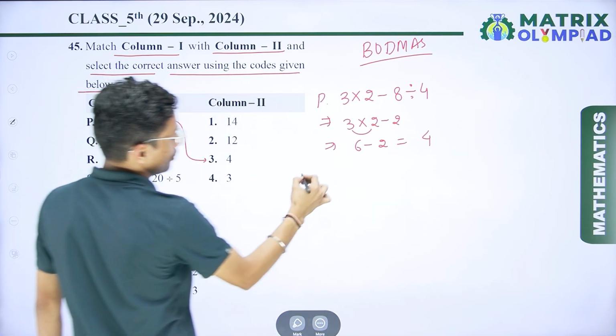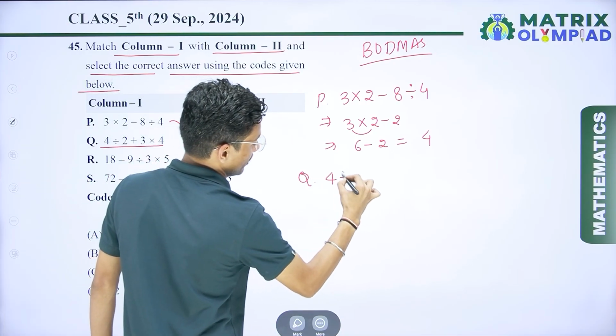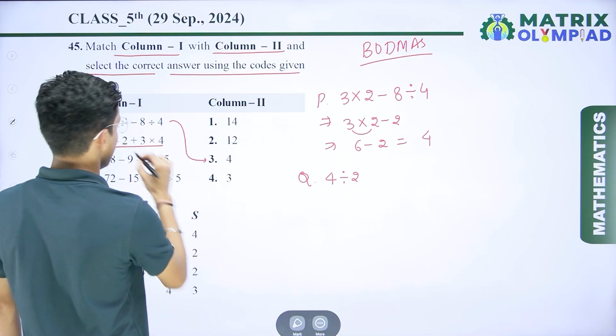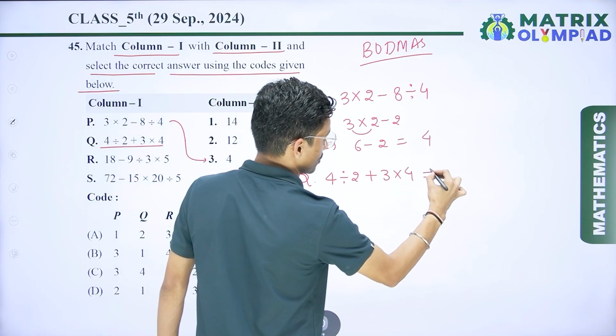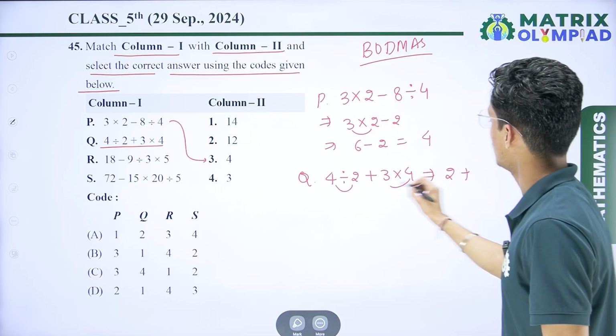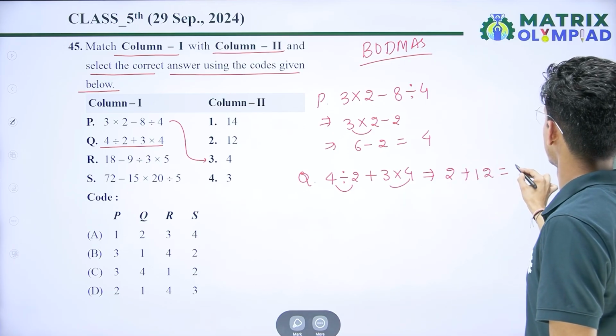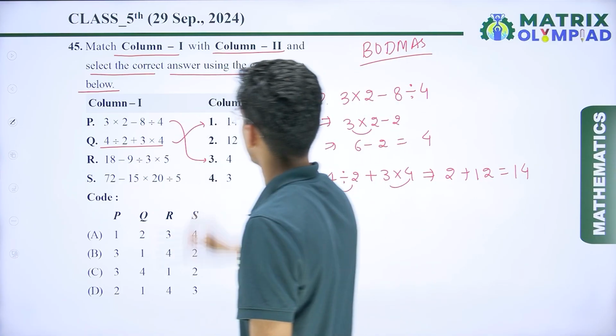Now if I talk about Q, that is 4 divided by 2 plus 3 multiplied by 4. So now if I divide here, I get 2 plus 4 times 3 is 12. So here I get 14. So check, Q is connected to 1.